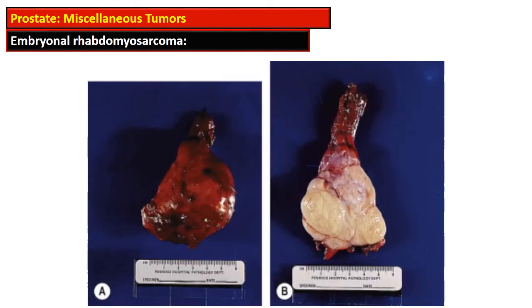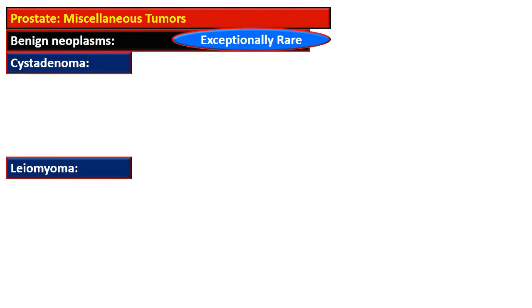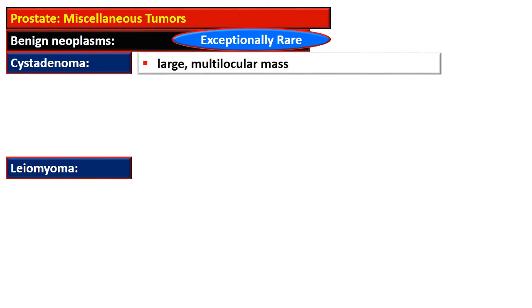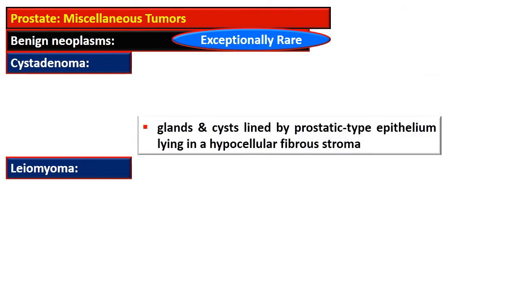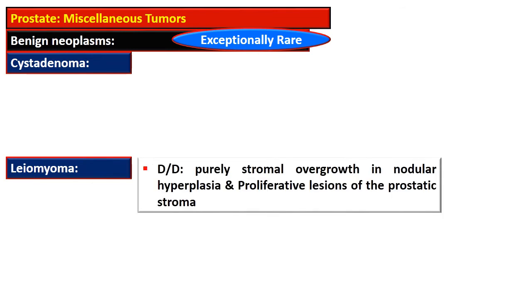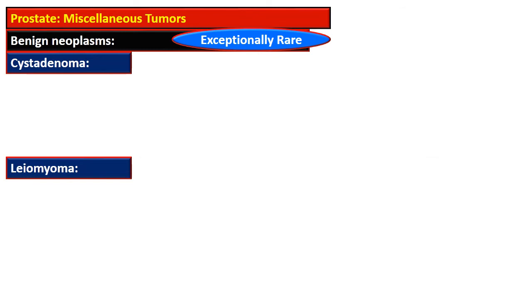These gross pictures show the outer aspect and cut surface of an embryonal rhabdomyosarcoma of the prostate in a child. The cut surface is smooth, lobulated, glistening, and grey-white, while the tumor is well encapsulated. Benign lesions in the prostate are extremely rare. Cystadenoma is a large nodular mass that extends into the retroperitoneum and is attached to the prostate by a small pedicle. Histologically, it is composed of glands and cysts lined by prostate-specific epithelium, with a hypocellular fibrous stroma. Leiomyoma can arise in this area also, but these should be differentiated from purely stromal growth in benign prostatic hyperplasia and proliferative lesions of the prostatic stroma.